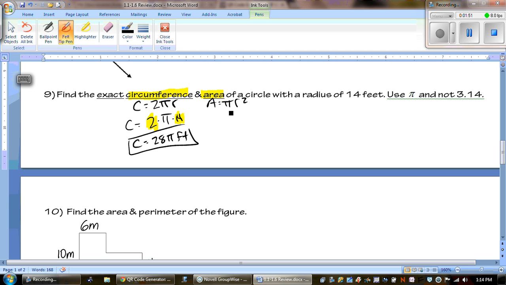And now for area, you're using pi r squared. So we would have pi times 14 squared. And 14 squared, you should be using your multiplication charts for that, right? Otherwise, you're doing it the old school way where you're doing 14 times 14. But when we do it, we get area equals 196 pi feet squared. Okay?